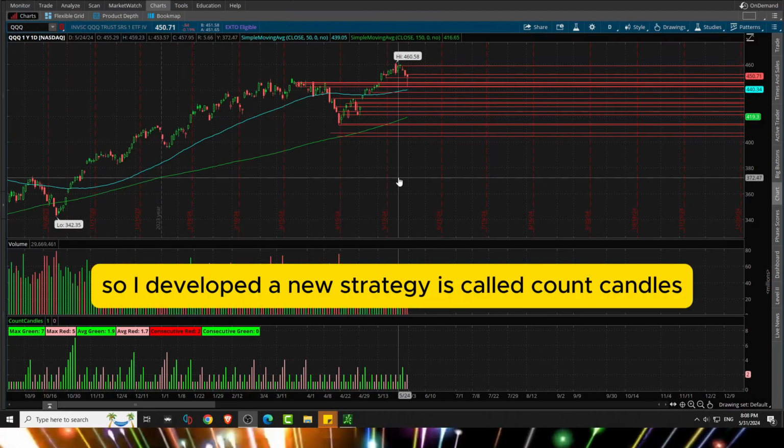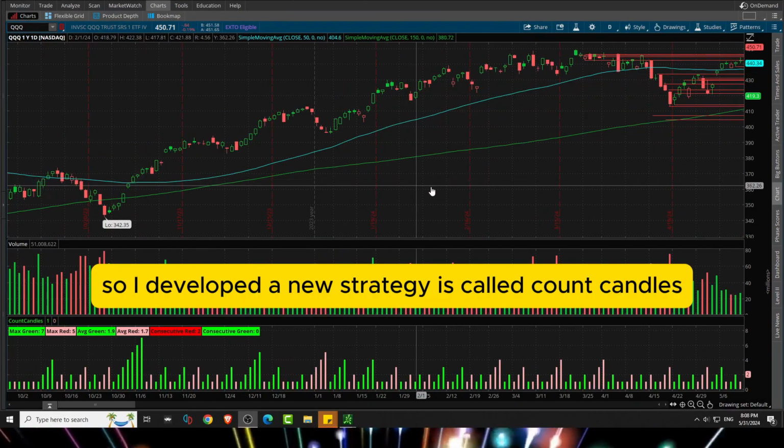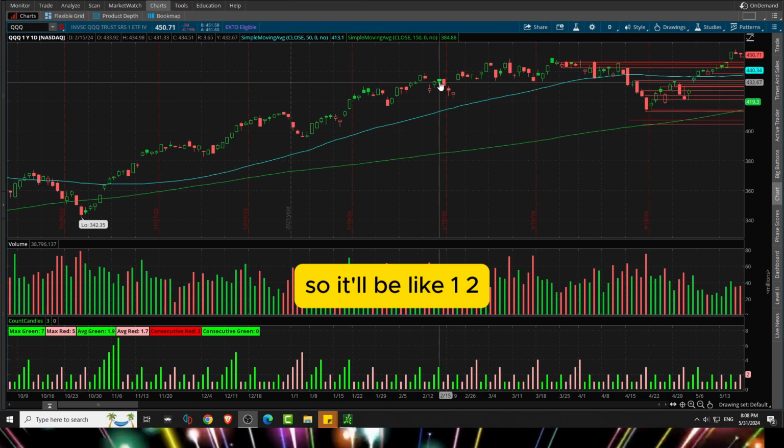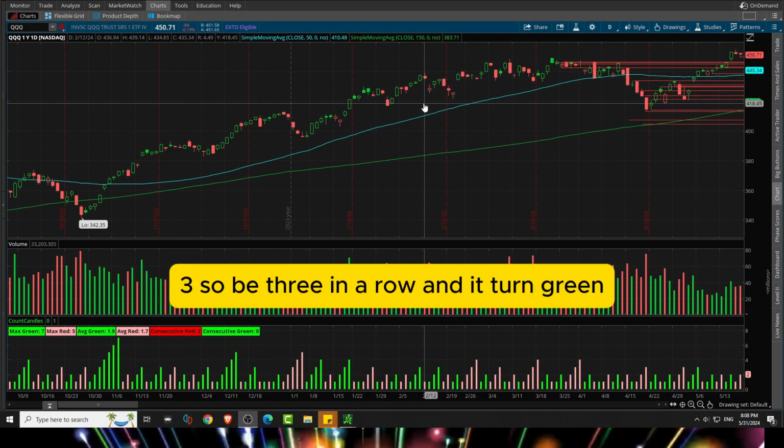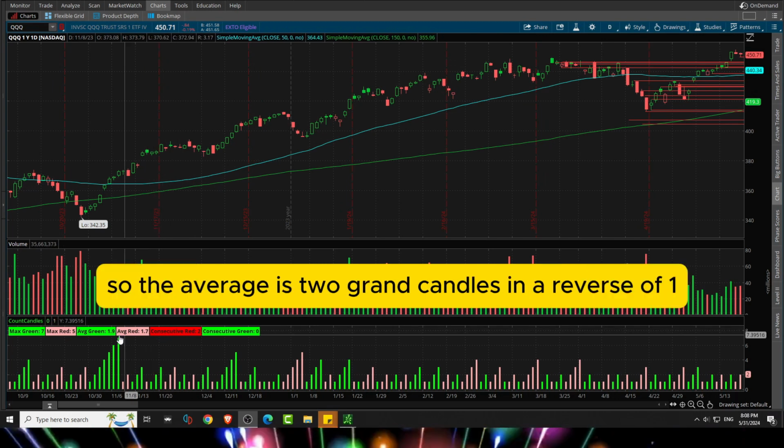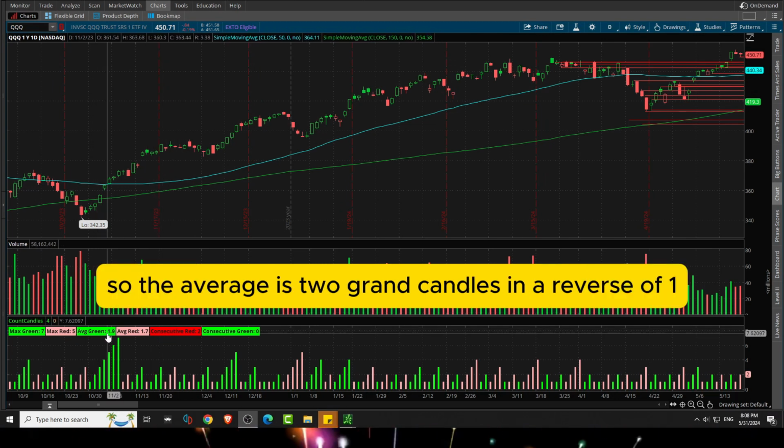So I developed a new strategy. It's called Count Candles. So it'll be like one, two, three. So it'll be three in a row, then it'll turn green. But it tells you the average. So the average is two candles in a reverse.